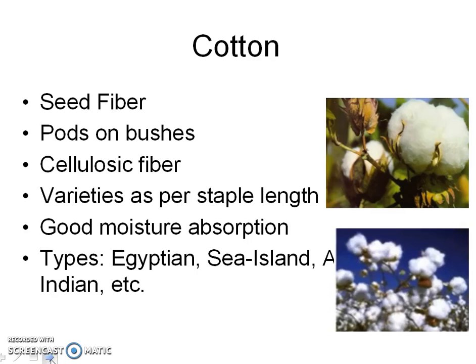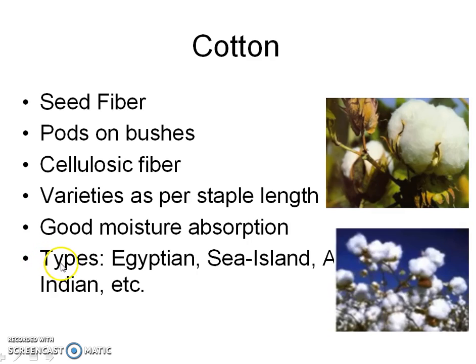Cotton. Cotton is a seed fiber. Cotton grows in pods on bushes. Within the pods, when the pods open up, it contains a number of seeds on which the fibers are growing as hair. Cotton is a cellulosic fiber. There are varieties of cotton depending on the length of the fiber. Cotton has good moisture absorption property.